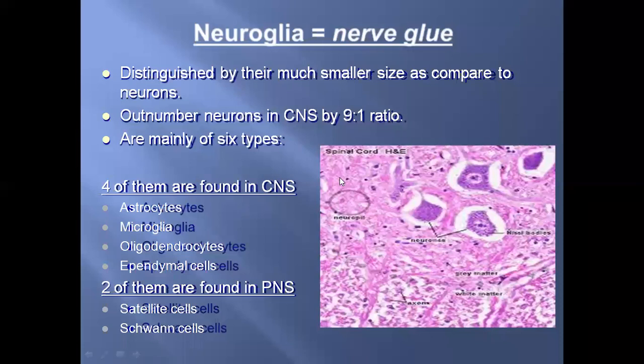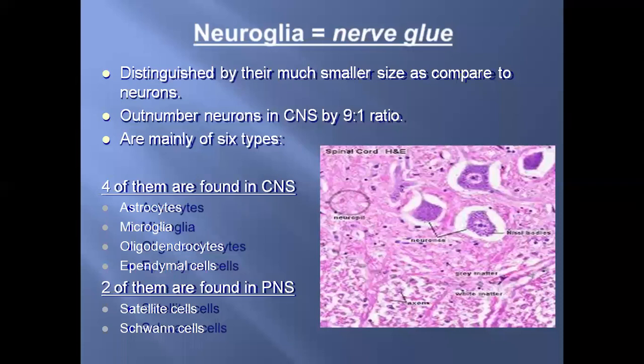Neuroglial cells, where "neuro" means nerve and "glia" means glue, are distinguished by their much smaller size as compared to the neurons. They outnumber the neurons in the CNS by a ratio of 9:1.